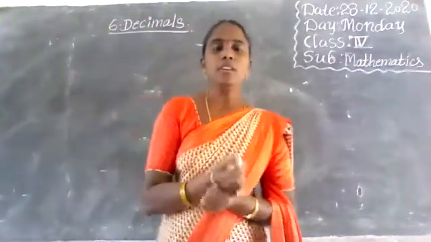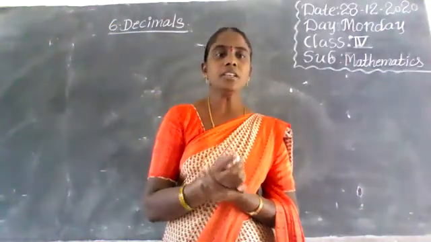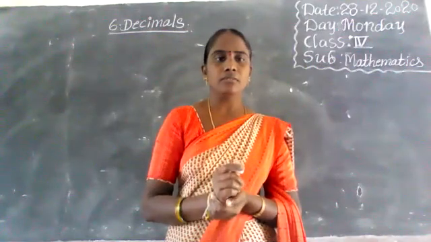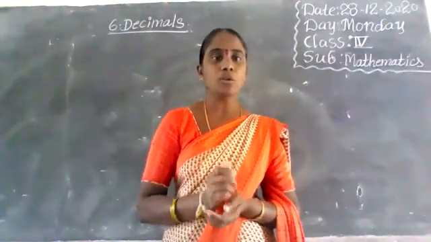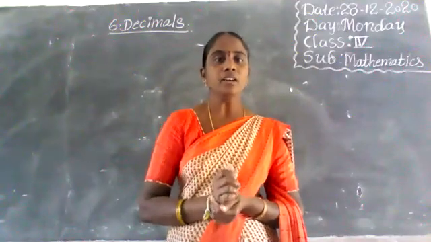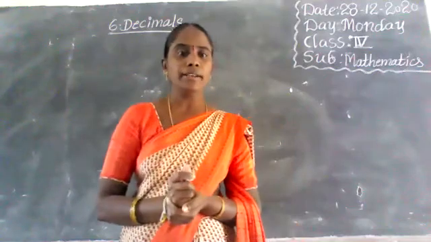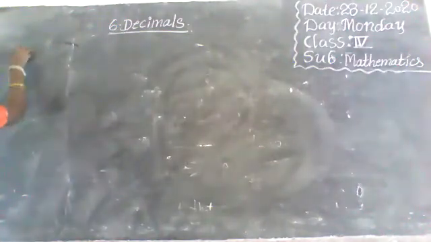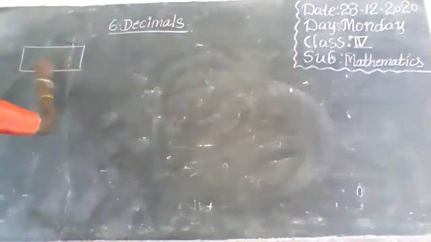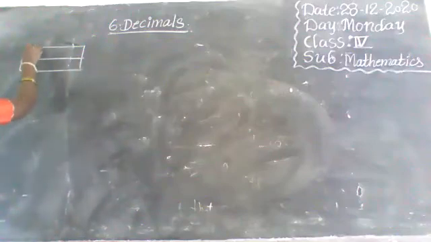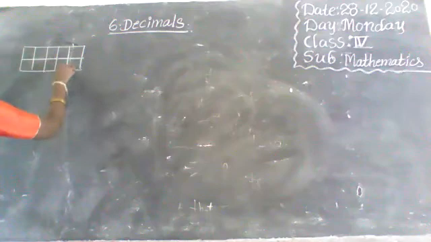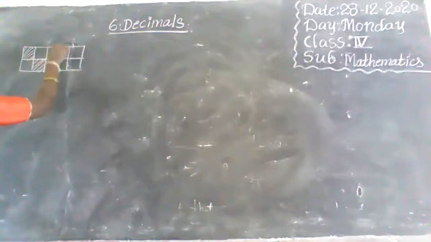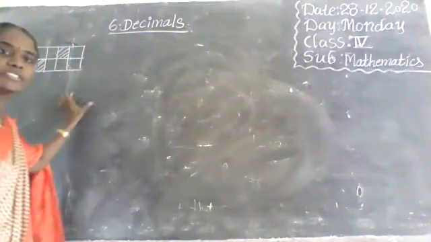Decimals. Okay, what is a decimal? First, what is the meaning of decimal? Before this topic, we already know what a fraction is. How to write a fraction? What is the numerator? What is the denominator? Fraction addition, fraction subtraction. You know already how to write a fraction. For example, how to write this fraction?